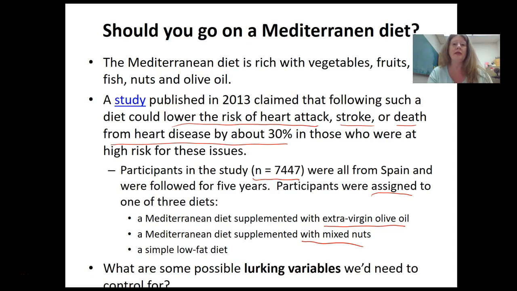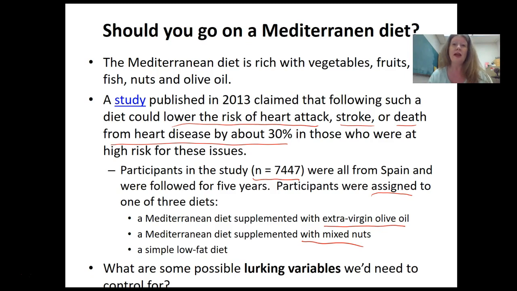And again, what did they find? Well, those in the Mediterranean diet groups performed better, had lower risk of these different issues than those who just followed a simple low-fat diet. So maybe think here about, what kind of possible lurking variables would you want to be controlling for? We are trying to see if diet has an effect on different health issues. And what are other things that could affect whether you have different health issues? We could probably come up with a pretty long list.